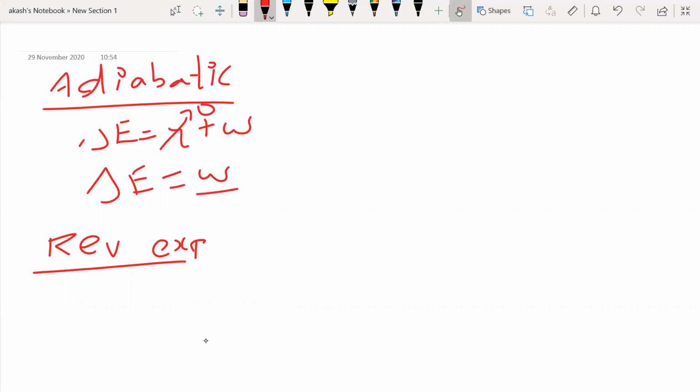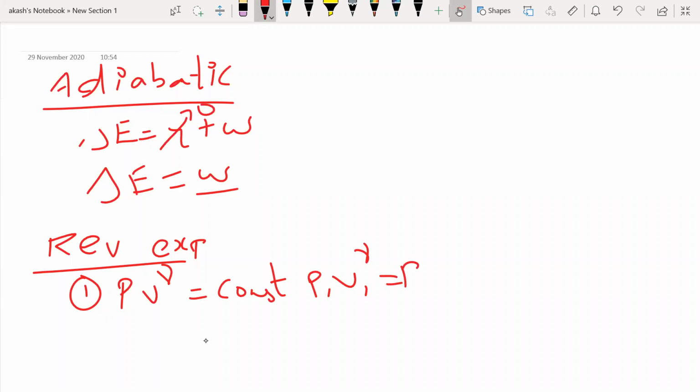It is not going to be a formula for W, but an equation relating pressure, volume and temperature. Let me give you the equations first. The first equation for the adiabatic reversible expansion is PV to the power gamma is a constant value, or I can say P1 V1 power gamma is equal to P2 V2 power gamma, which is equal to P3 V3 power gamma. Just like Boyle's law, P1 V1 equal to P2 V2, I just have one extra gamma power for the volume.